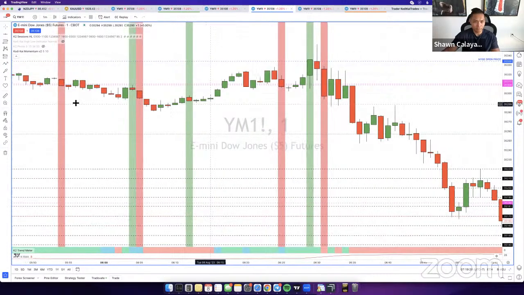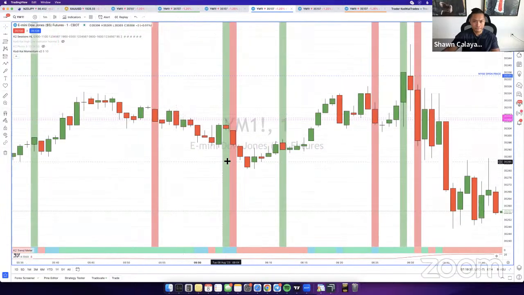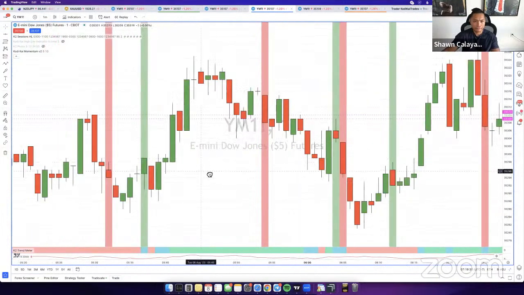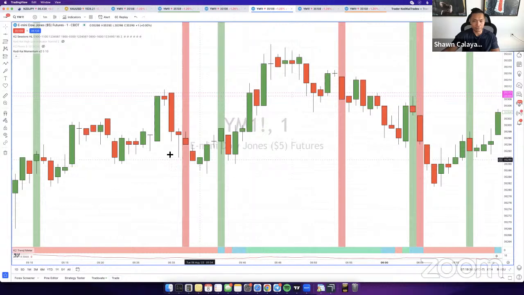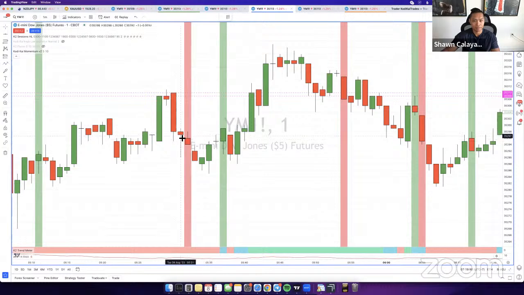Wait, this is a pretty clear pattern. I'm wondering if we can just look at this pattern, because there's another one right here. So right here, you guys see the pattern? It's like a half head and shoulders, just looking at these two momentum signals.